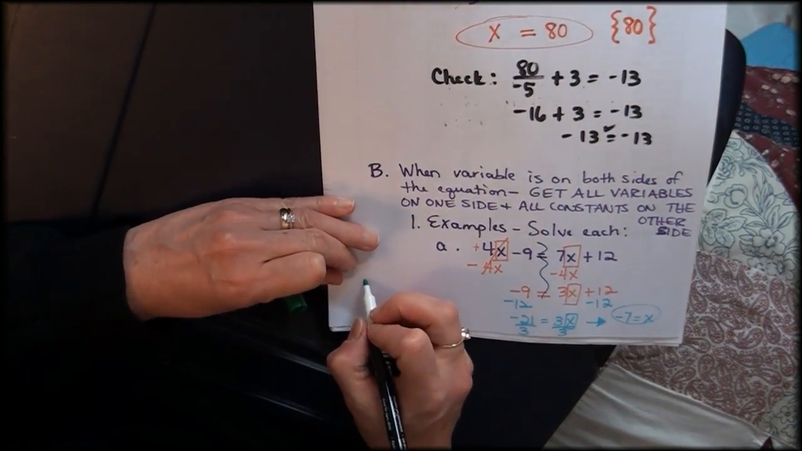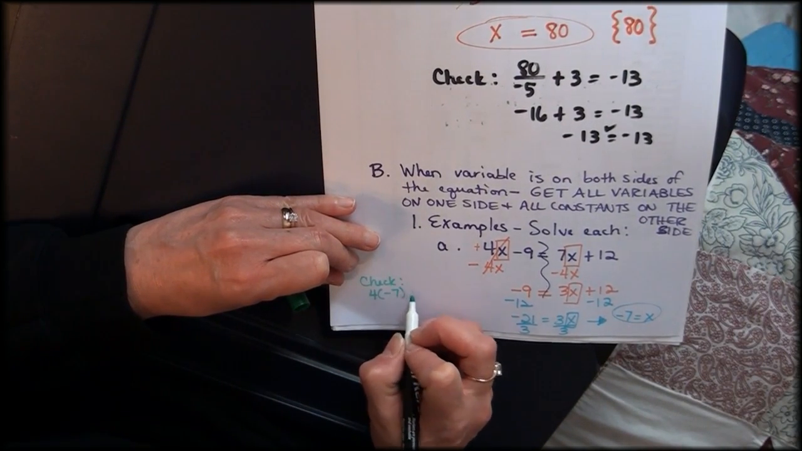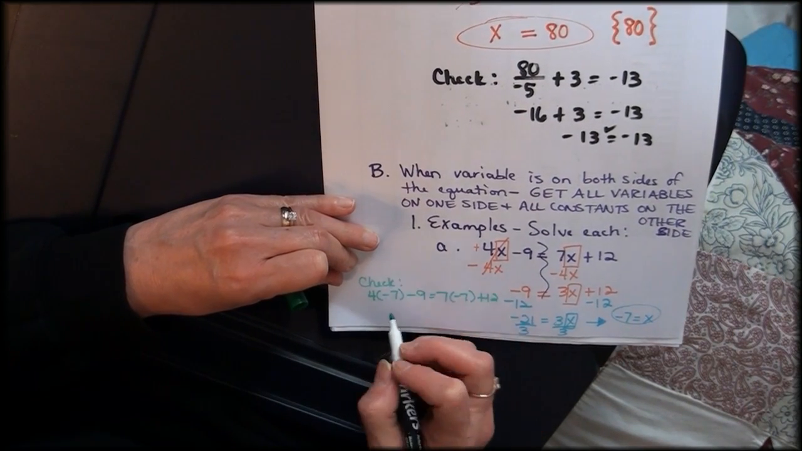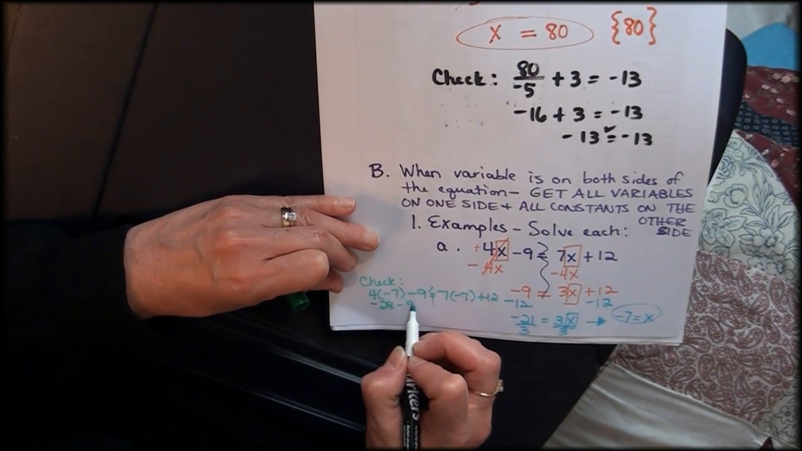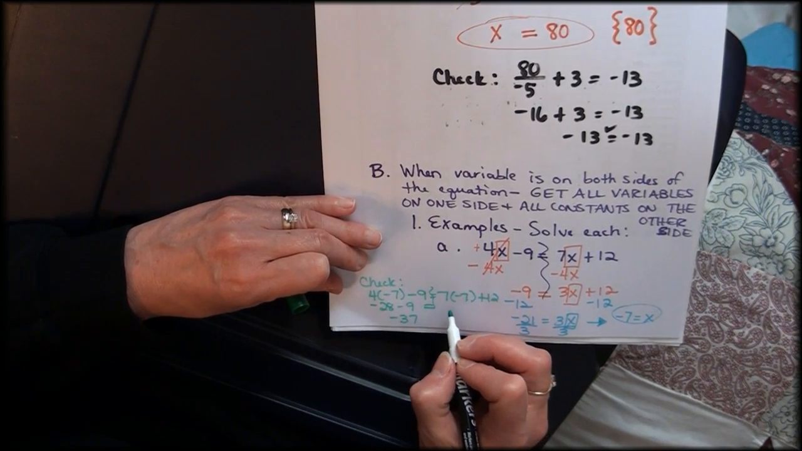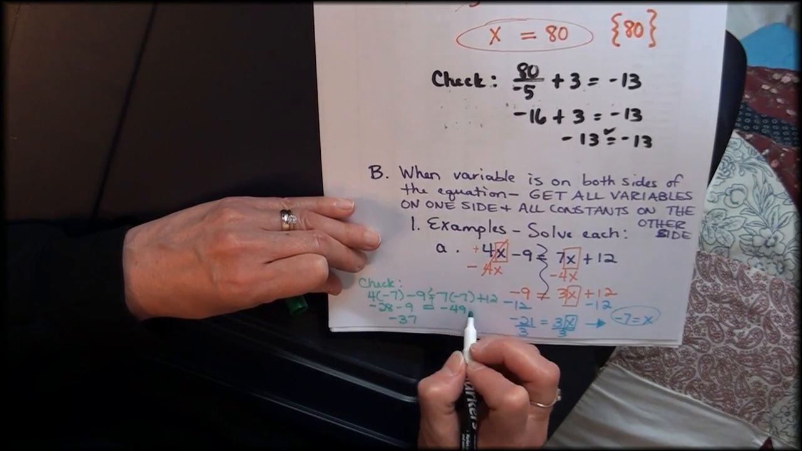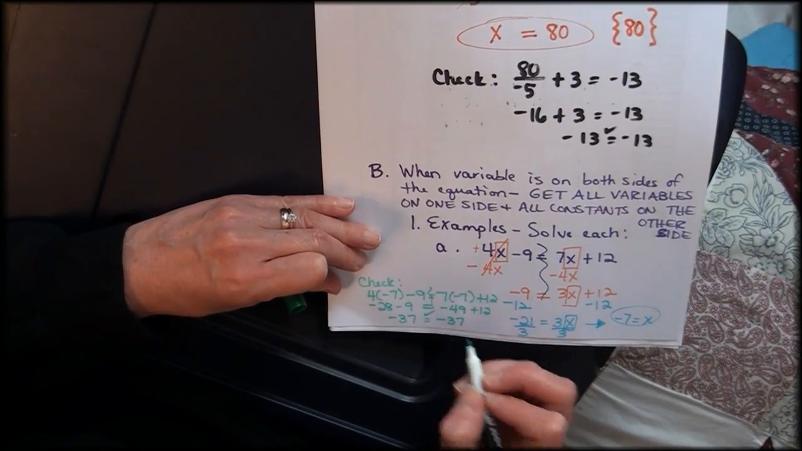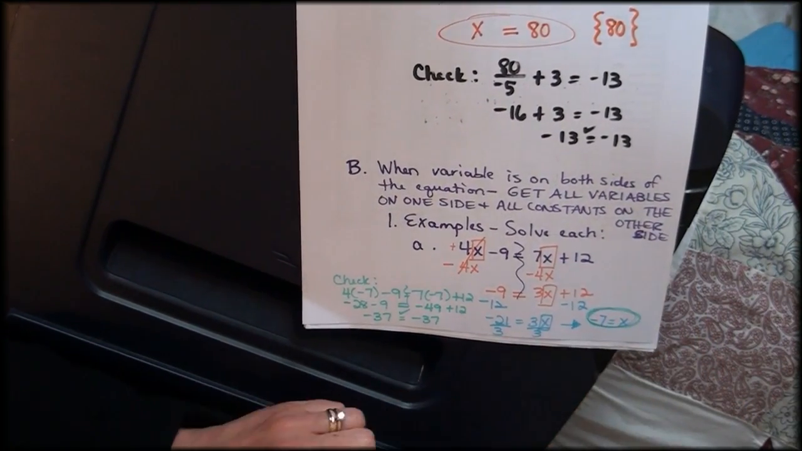So let's check that. So I'm going to plug that negative 7 right in here. When I do the order of operations on this side of the wall, I get a negative 28 minus 9. And a negative 28 minus 9 is a negative 37. And on this side of the wall, a positive 7 times negative 7 is a negative 49. And a negative 49 plus 12 is going to be a negative 37. So sure enough, the left side equals the right side. So that means that the answer that I had gotten, yep, it is right.